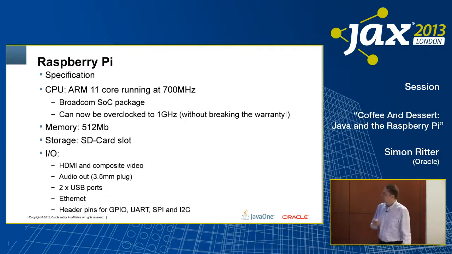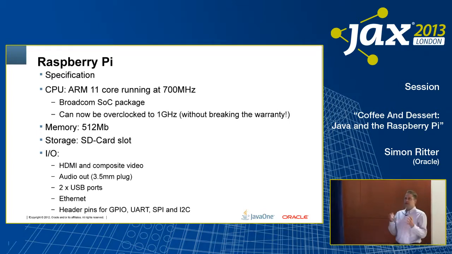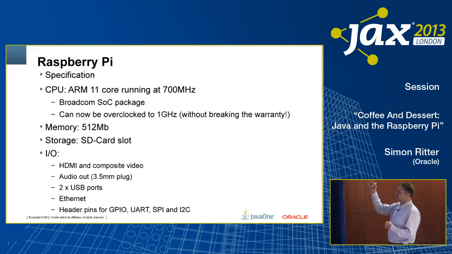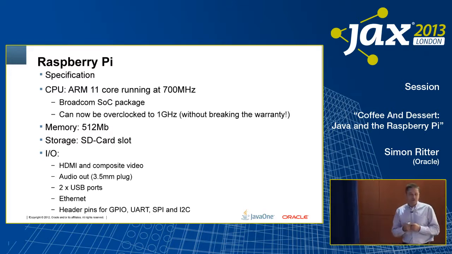Now, if we look at what the Raspberry Pi actually is from a technical perspective, what you've got is an ARM CPU. Now, it's a single on-chip package, and it's a Broadcom package that they've developed. It has an ARM 11 core, which runs at 700 megahertz. So it's fairly low speed compared to your average desktop or your average laptop.